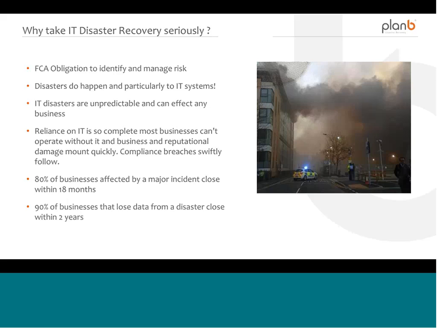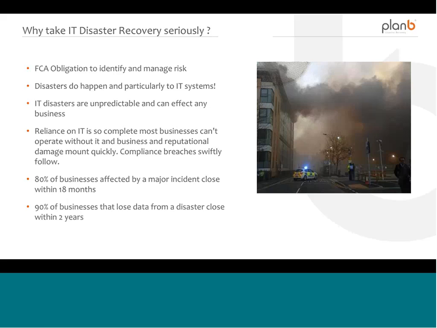Why should you be worried about that? Well, because our reliance on IT is so complete now that most businesses can't operate without their IT systems. The ramifications of that are obviously massive business and reputational damage that accrues from an IT outage, and that damage mounts up very quickly, and obviously compliance breaches follow swiftly on behind.